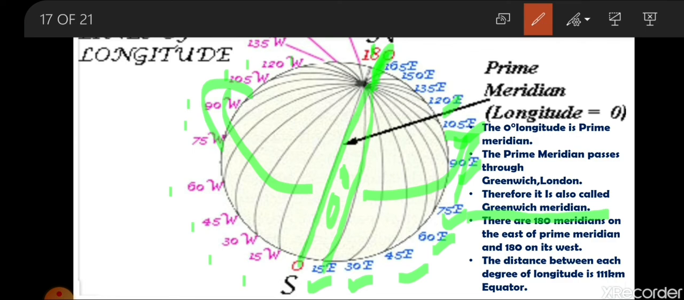Near the equator, the distance between two lines of meridian is 111 kilometers. As we move towards the poles, the distance between these lines starts decreasing. Now this is for longitudes only.